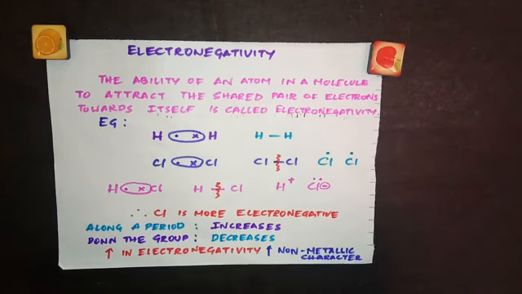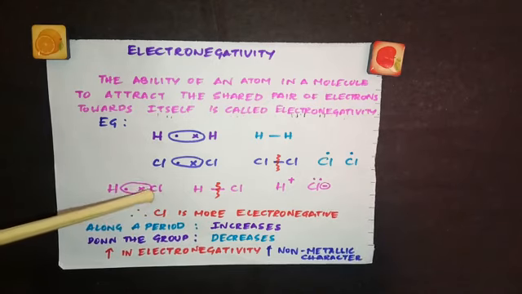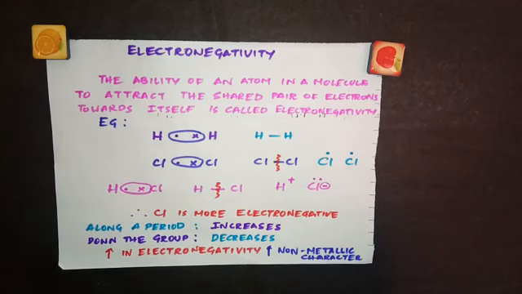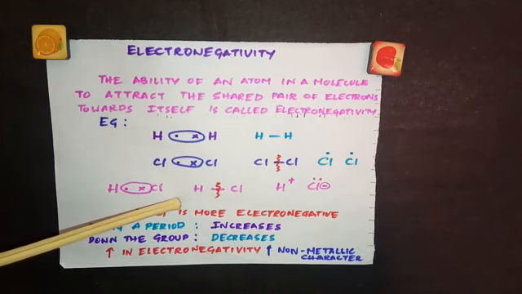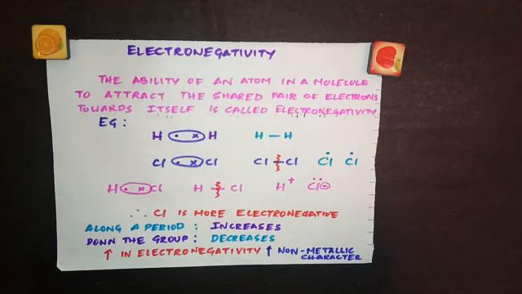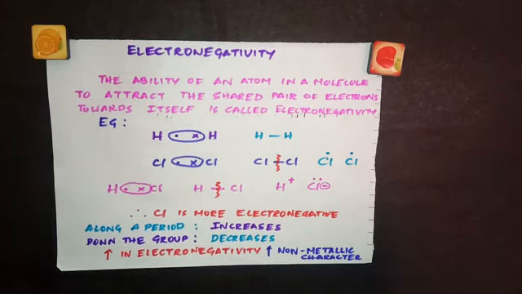Now even though both have shared the electrons, chlorine has more tendency to attract the shared pair of electrons towards itself, and this is called electronegativity. So now we say chlorine is more electronegative than hydrogen. So what is electronegativity? The ability of an atom in a molecule to attract the shared pair of electrons towards itself. That is called electronegativity. So when you try to break this bond, chlorine will take away both the electrons and hydrogen goes with a positive charge. So we say chlorine is more electronegative.